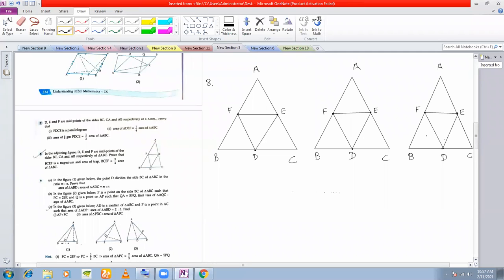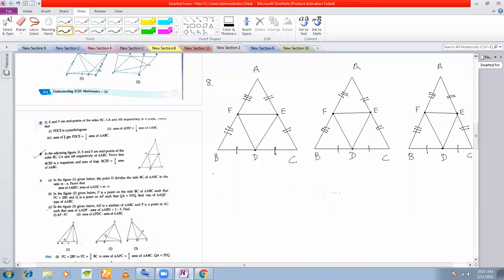So in this figure, it is given to you that D, E, and F are midpoints of the sides BC, CA, and AB. So if D is the midpoint, then this must be equal to this. If E is the midpoint of AC, then these two must be equal. And if F is the midpoint, then these must be equal. Okay. Similarly here.